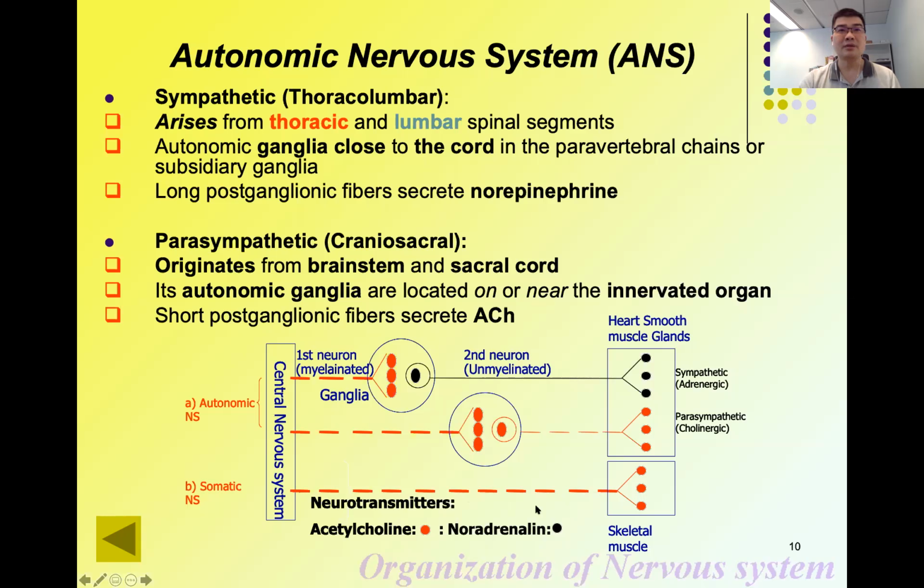Again, this is acetylcholine, and this is noradrenaline. You can see that the first one, the preganglionic neuron in the sympathetic system, secretes acetylcholine, and then the next, the ganglionic neuron, secretes noradrenaline to the target. This one is the subsidiary ganglion, or in the parasympathetic system, in which both use acetylcholine.